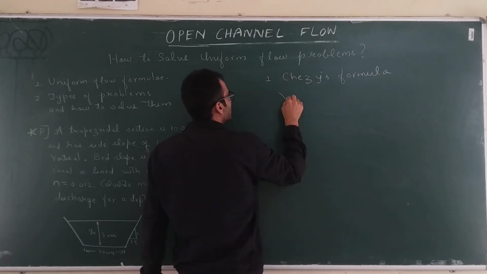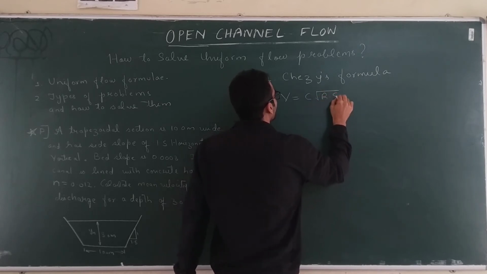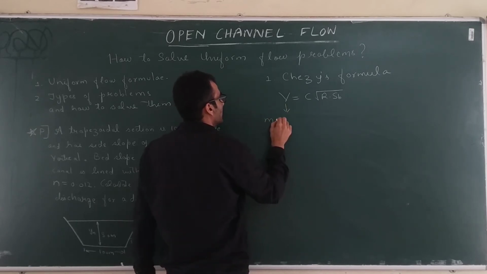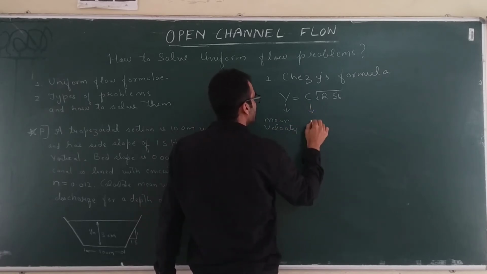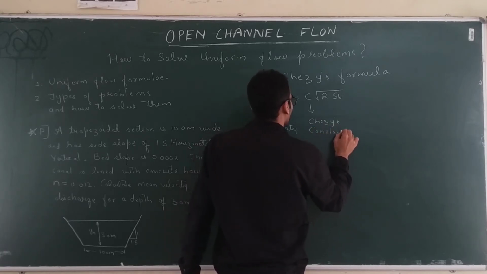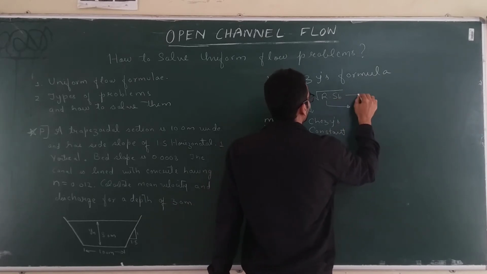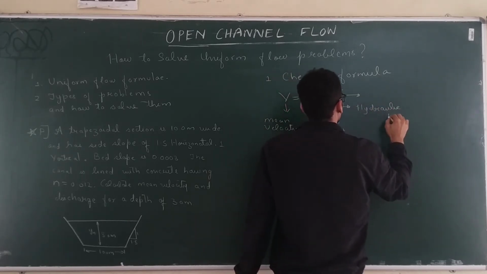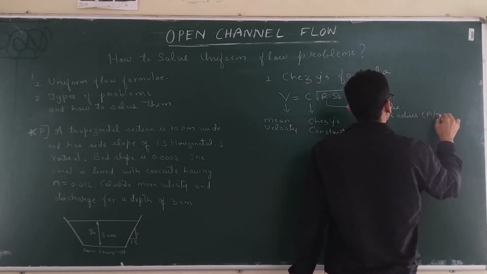Chase's formula gives the velocity of uniform flow as V equals C root R into SB. Here V is the mean or average velocity, C is Chase's constant, and R is the hydraulic radius. The hydraulic radius is given by flow area by wetted perimeter.